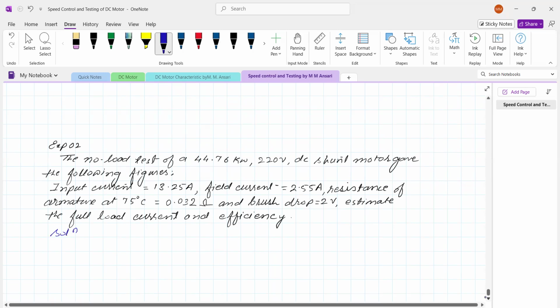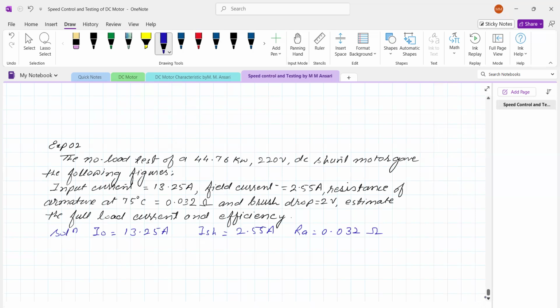So here the no load current I0 is 13.25 ampere. Field current ISH is equal to 2.55 ampere. Armature resistance RA is equal to 0.032 ohm, and the voltage drop across the brush is 2 volt. So first we will calculate the no load power input.